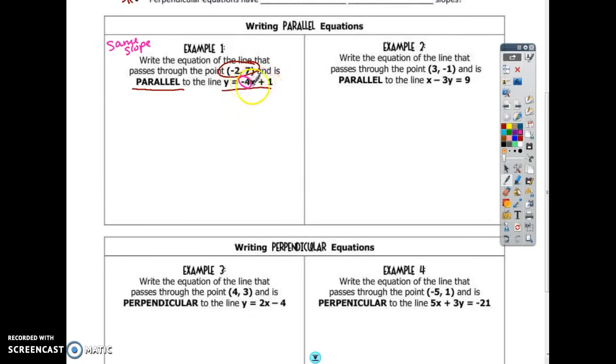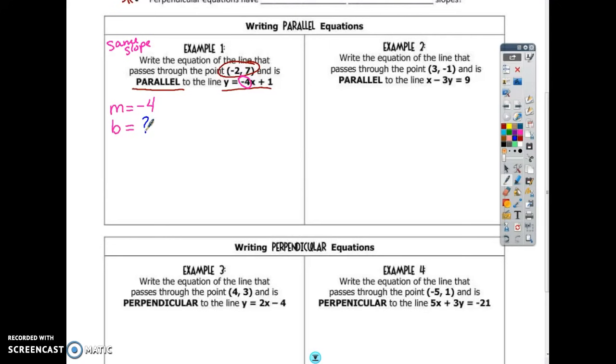So if it's in y equals and it's next to the x, that's the slope. Okay? So I already know the slope is going to be -4 because they're parallel. What I don't know is what the b is, what the y-intercept is. I need to find it. Okay? And you guys did this on Friday. So we're going to use that same formula.